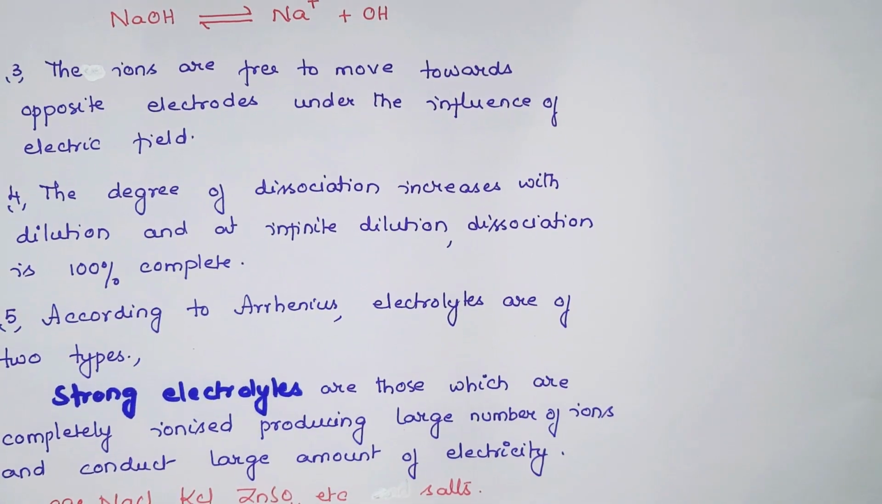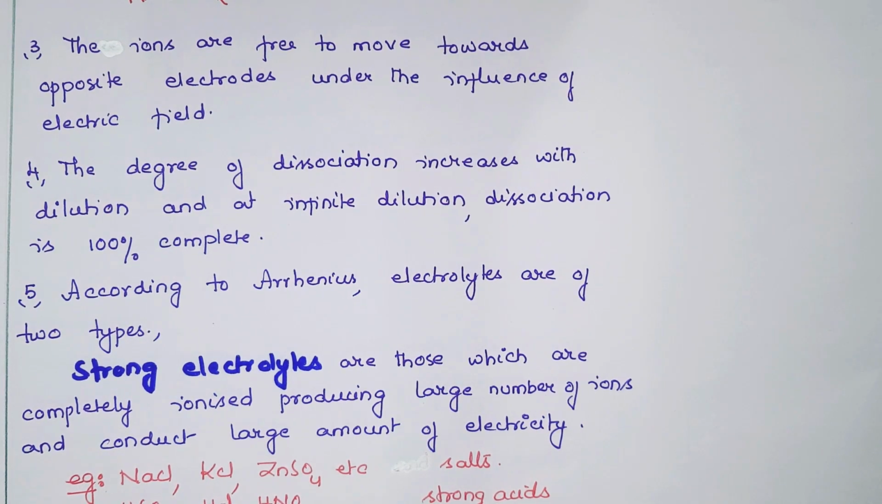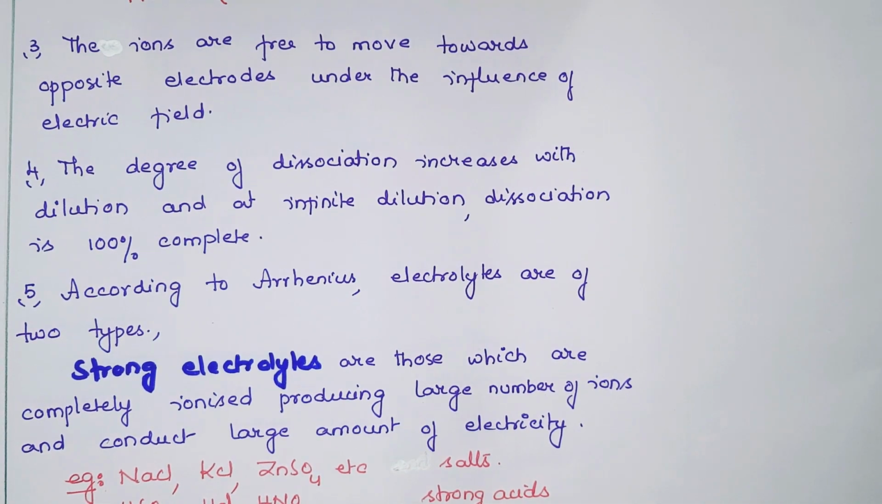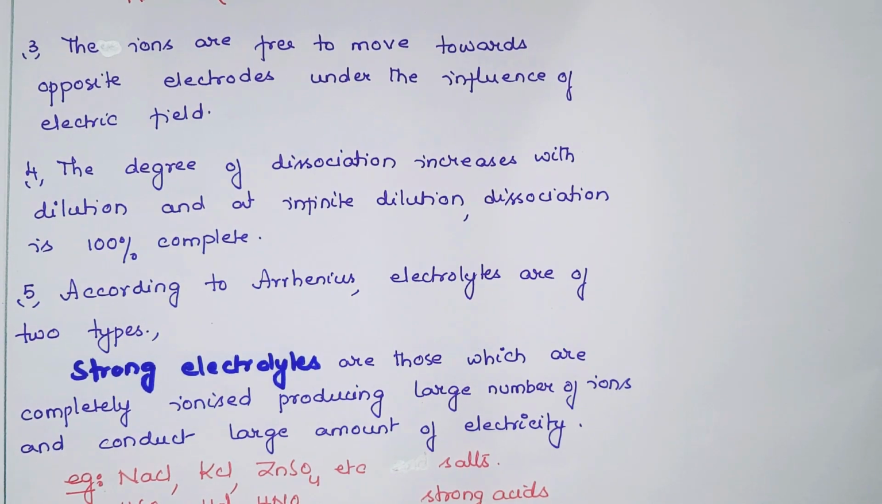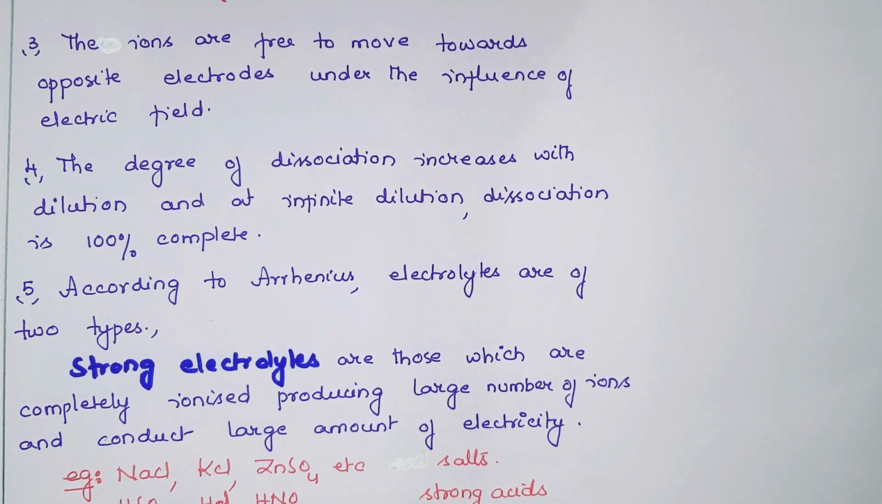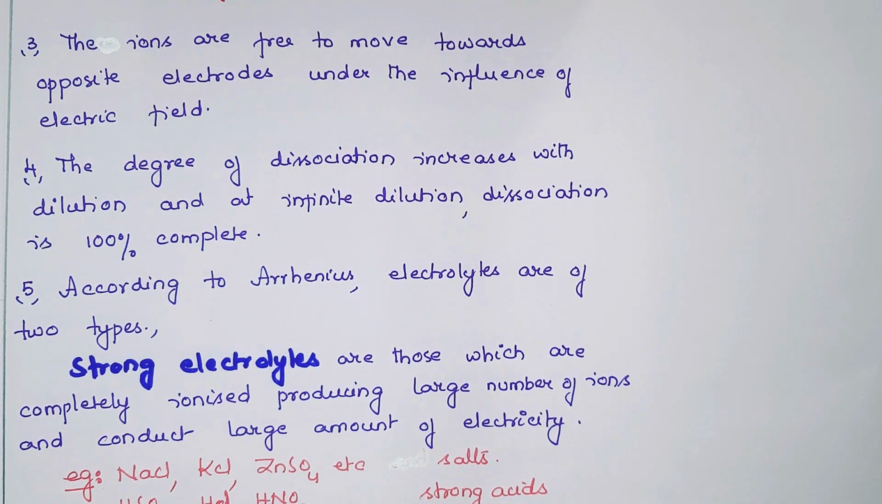Next, fifth point: according to Arrhenius, electrolytes are of two types, students. What are they? Strong electrolytes and weak electrolytes. You know what these strong electrolytes are? Strong electrolytes can be completely ionized. So there is no question of them being not dissociated or partly dissociated. Strong electrolytes are those which can be completely ionized.